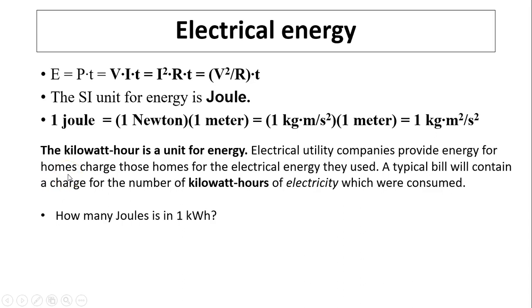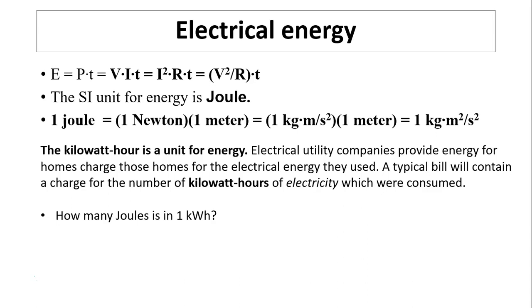A kilowatt hour is a unit for energy because kilowatt is a unit for power and hour is a unit for time. So power times time is a unit for energy. As a matter of fact, that is how electrical utility companies charge all households, by how much energy you have used. Now, how many joules are in 1 kilowatt hour?